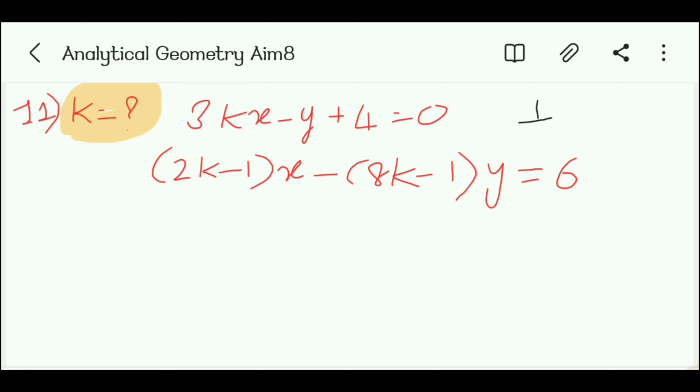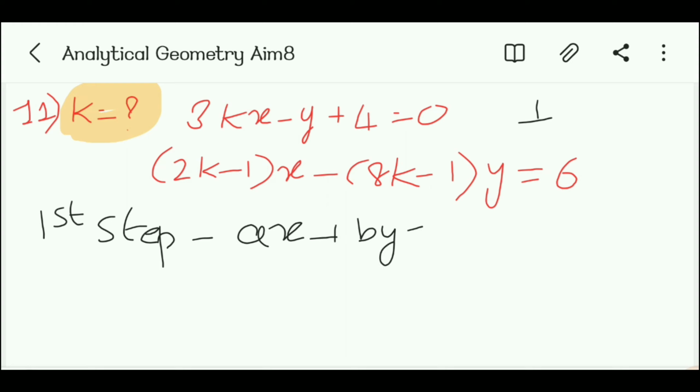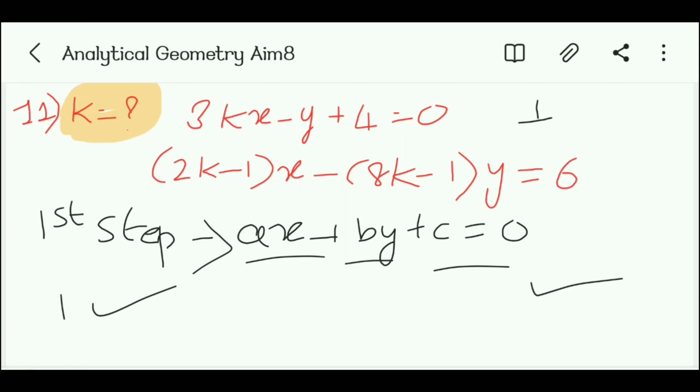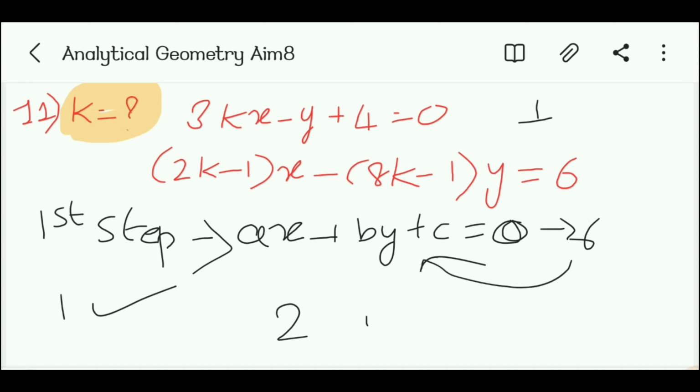So first step will be what? Obviously checking whether both the lines are in the form ax plus by plus c is equal to 0. Now check it out. First equation, yes, it is in ax plus by plus c is equal to 0 format. So the first one is satisfied. Then what about the second one? ax is there, by also is there, but here it is not 0. Instead of this it is 6. So we have to bring that 6 to the LHS.